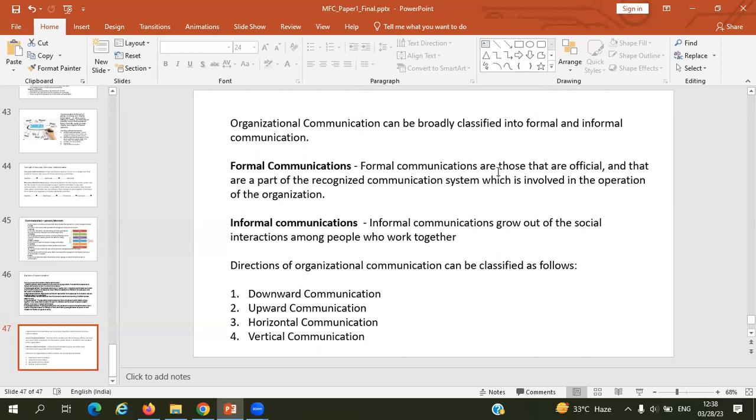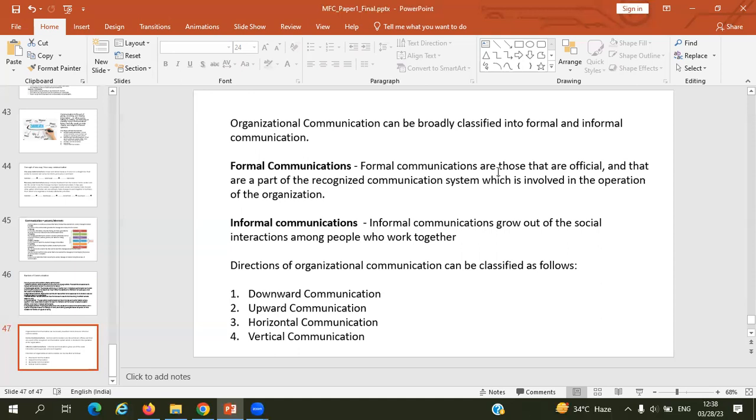Another two types of communication based on the direction are horizontal and vertical. Horizontal communication is anything you are communicating at the same level. Suppose you are a manager, you are talking to a manager. You are an employee, you are talking to another employee. You are a top management leader, so you are talking to another top management leader. That is horizontal communication. That means you are communicating at your own level, with a person who is at the same level.